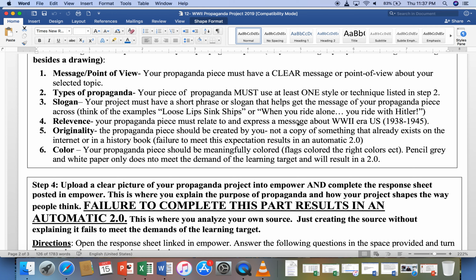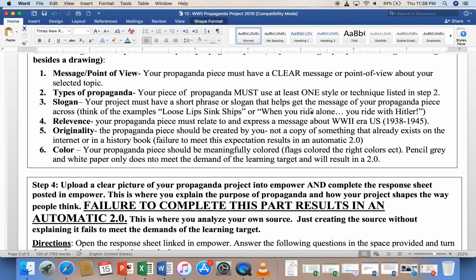Another one here is from another famous piece of World War II propaganda, which is when you ride alone, you ride with Hitler. The message of this propaganda piece was to get people to conserve gas. So basically, if you ride alone, you are riding with Hitler because you're helping the enemy. You're wasting gas that soldiers could use to fight World War II. And so gas rationing, right, not using a lot of gas, was a thing back then. So that's your slogan, and it helps you understand the message or point of view. When you ride alone, you ride with Hitler. Right? You need to come up with some sort of slogan that helps get your message across.